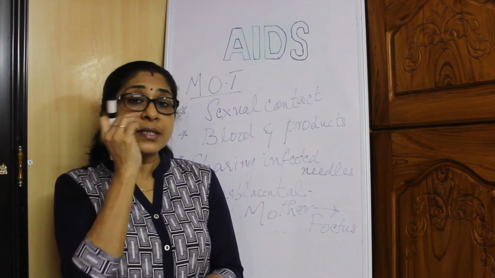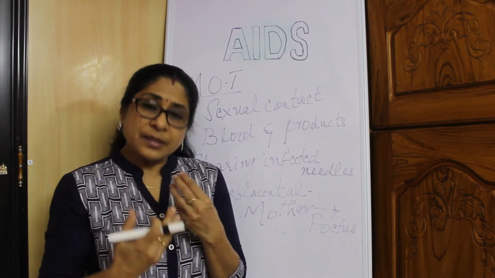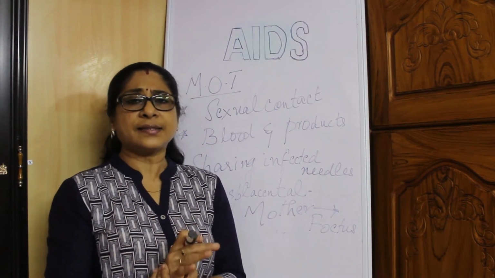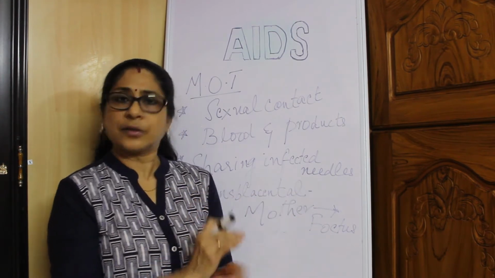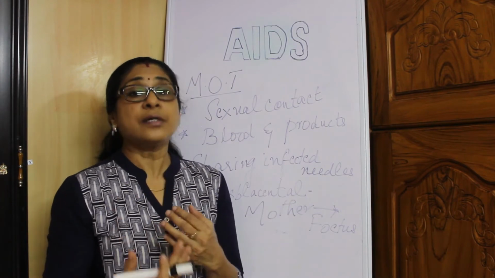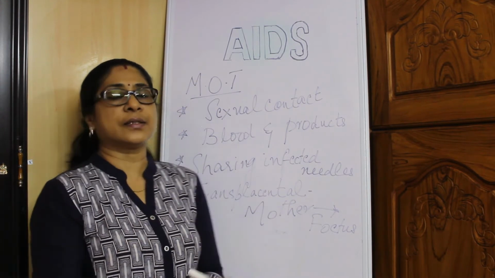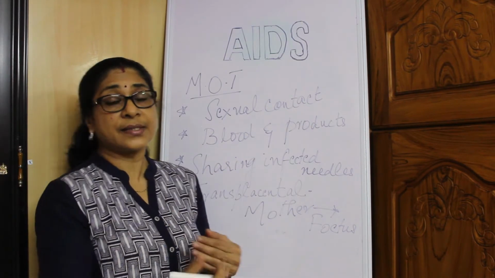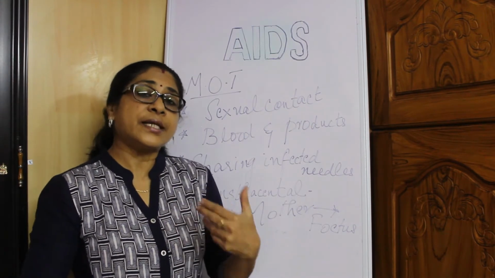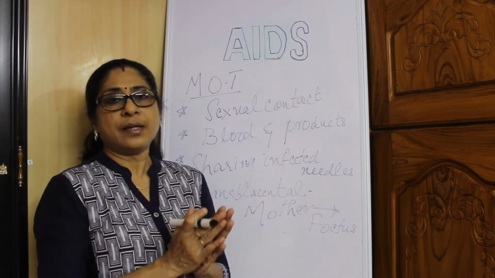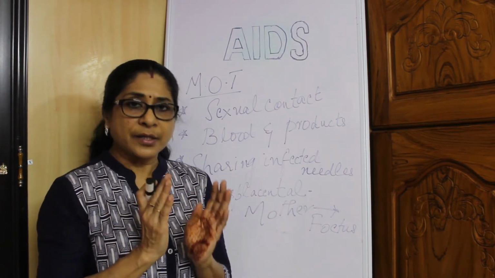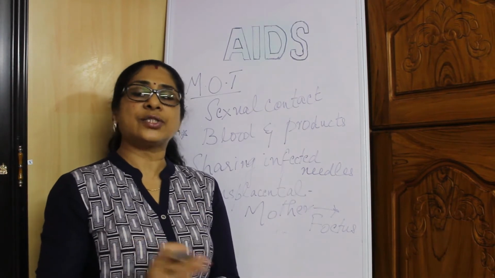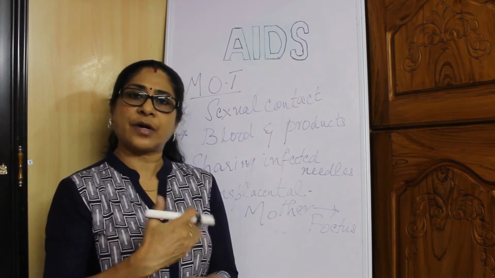Or ears and nose piercing. There have been reports about cases spreading in this method also. However, that is very, very remote. The most common methods are through sexual contact, and when I say sexual contact, I mean unprotected sexual contact. When there is sexual contact using a protective device like a condom, there is less chance of the disease spreading from one person to another.